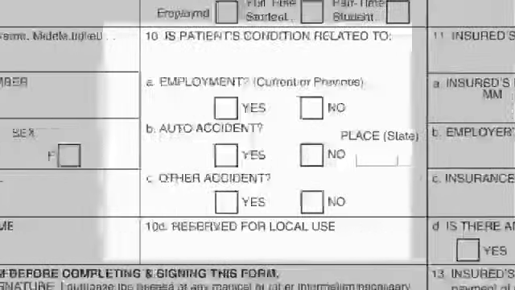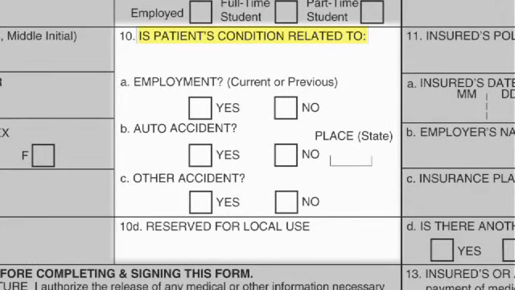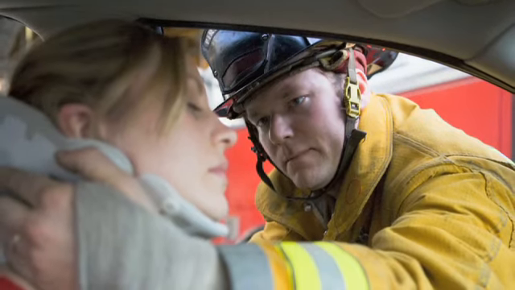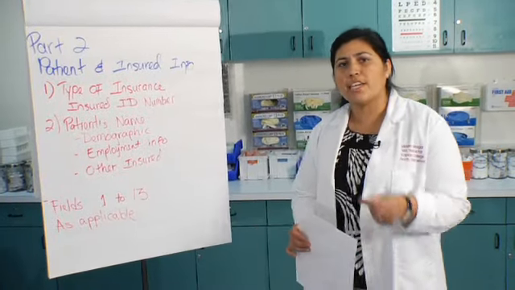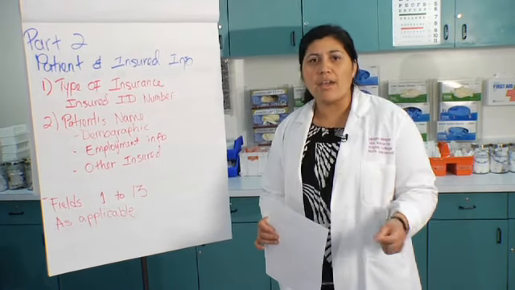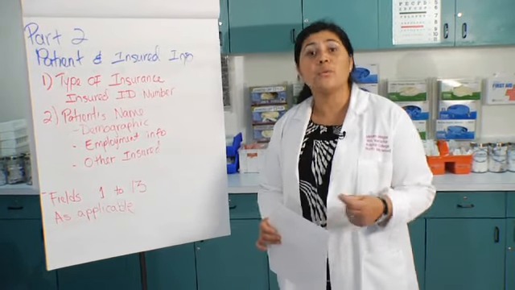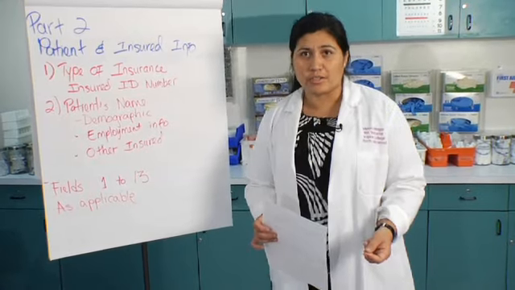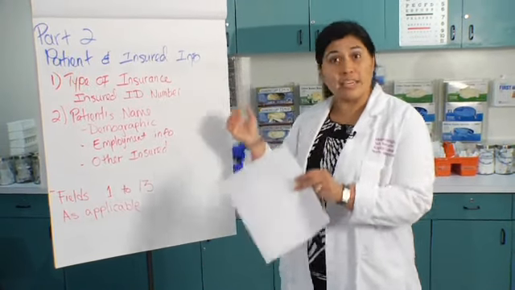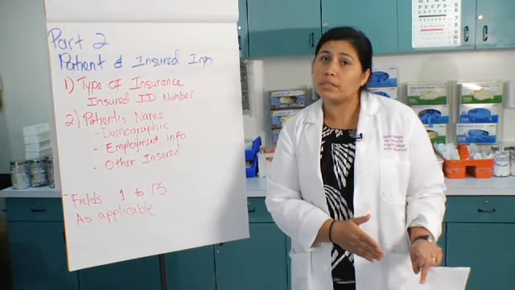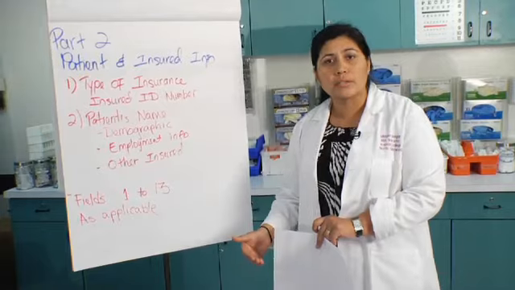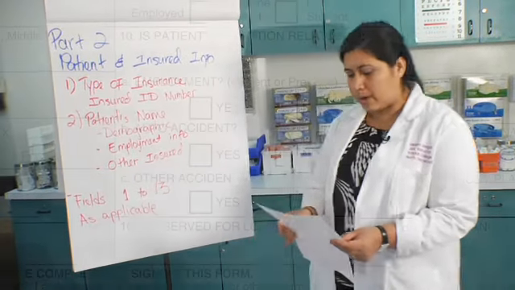Number 10, is patient condition related to, and you have 3 questions there. Is it an employment-related claim, an accident-related claim, automobile, or other type of accident? That's really important. Why? Because if it was not related to health, then the insurance has to decide who's going to be the primary coverage. Is it going to be the health insurance carrier, or is it going to be the automobile insurance, or is it going to be the workers' comp carrier? So that's important as well.